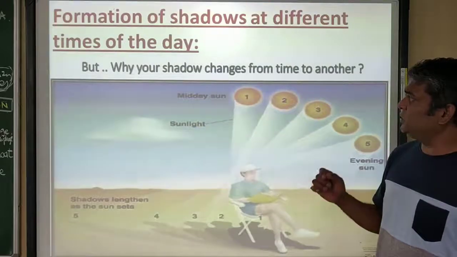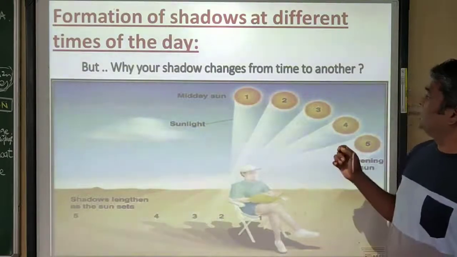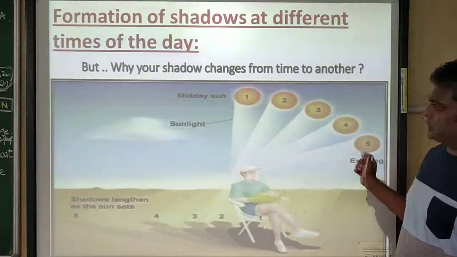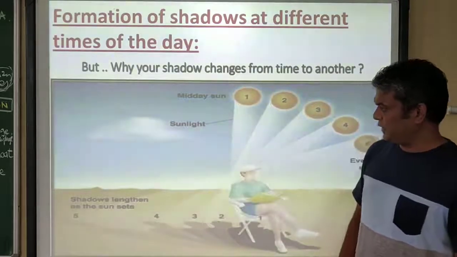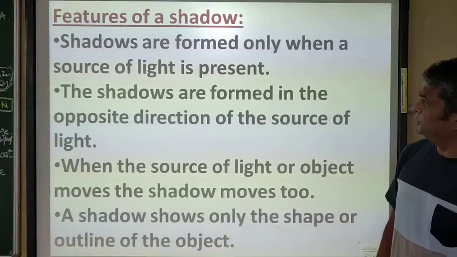Now why does the shadow change from one time to another? From morning till evening, if you sit in one place you will see different shadows. Now why? We have different types of shadows.